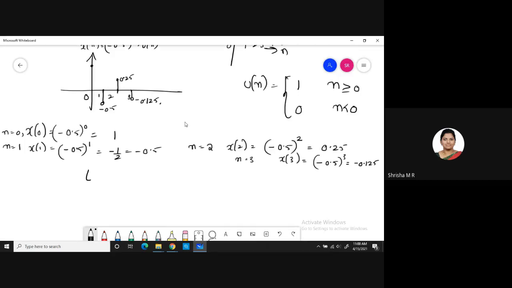What is the equation for the energy of a discrete time signal? You have summation n equal to minus infinity to infinity of x of n modulus, whole square. So E is equal to, what are the summation limits? n equal to 0 to infinity. Do we have to find energy or power? We have to find energy. Is it periodic? No, it's non-periodic.